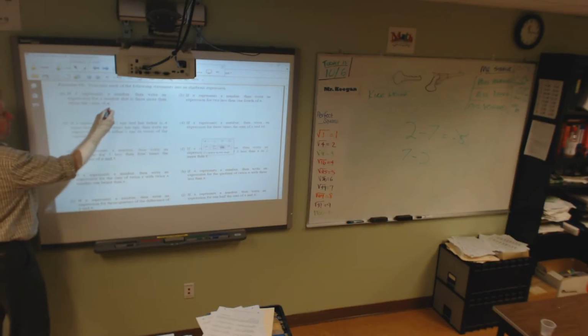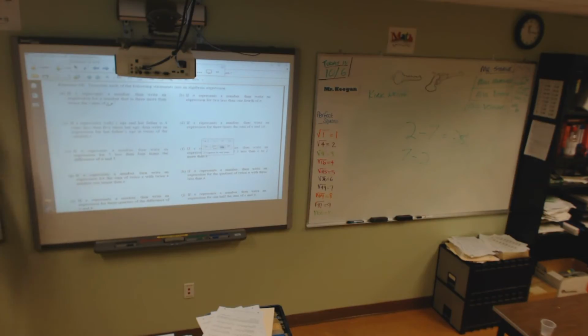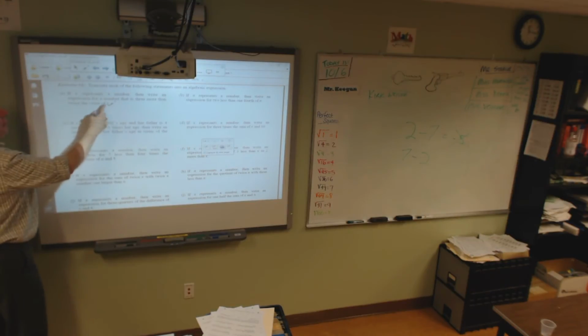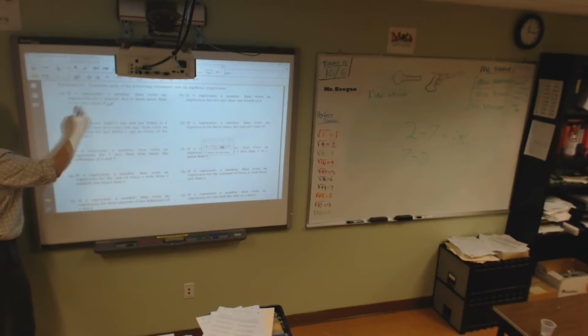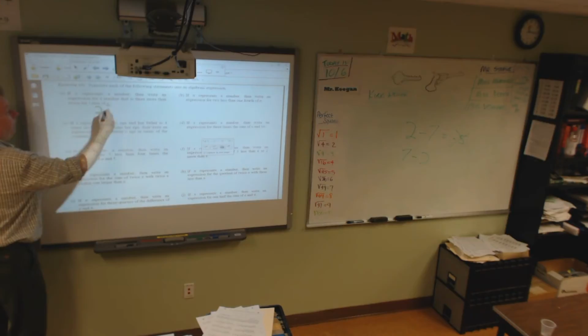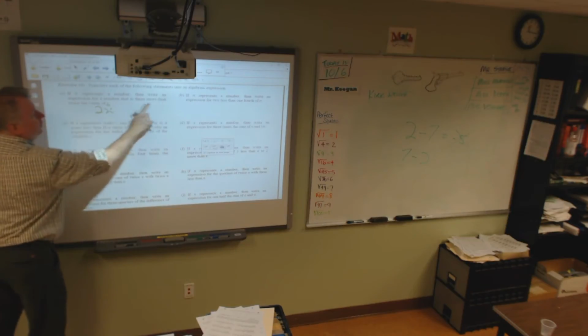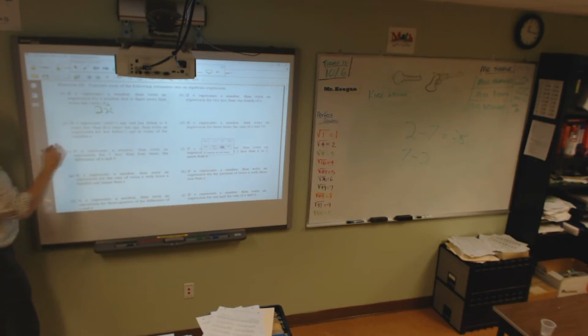Write an expression for a number that is 3 more than twice the value of x. So you notice the x is all the way back here? We're going to work backwards from there. So it says twice the value of x. 2x, good. Now keep going backwards. 3 more than that. Plus 3.